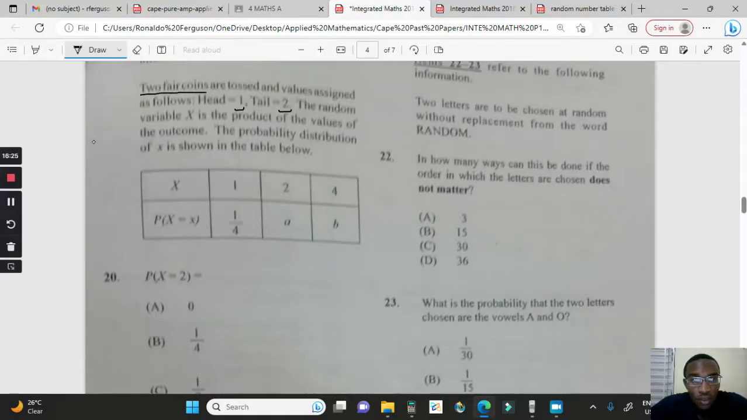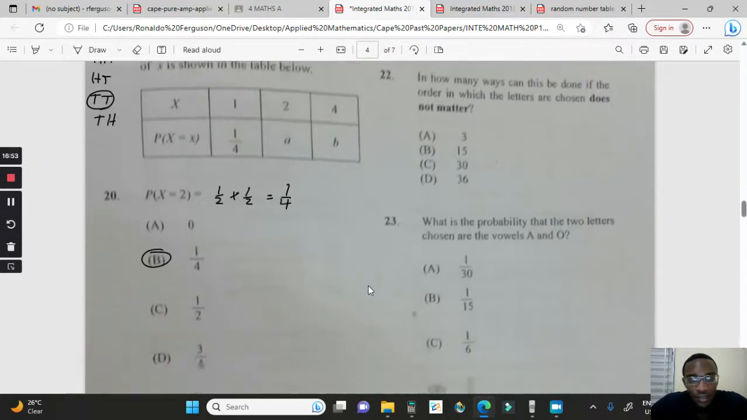And we know fair coins, it can be head and head, or it can be head and tail, or it can be tail and tail, or it can be tail and head. So if it's tail and tail, it's half times half, which is a quarter. So the probability of 2, if it means 2 tails, should be what? To get 2 tails would be half times half, which is a quarter. So that should be B. All right? That is that.